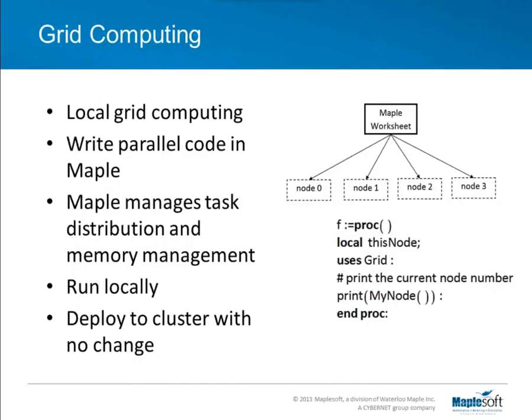So, the grid computing model allows you to write parallel programs on your local computer using Maple. That parallel program can then be deployed to a cluster with no changes at all. Maple manages the underlying task distribution, task queuing, and memory management. So, what does a program written using the grid computing model look like?